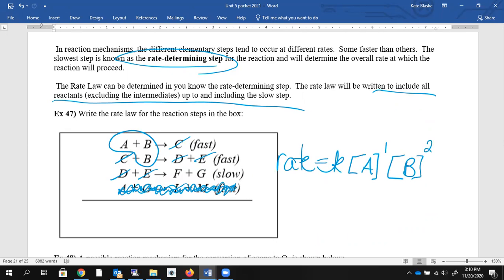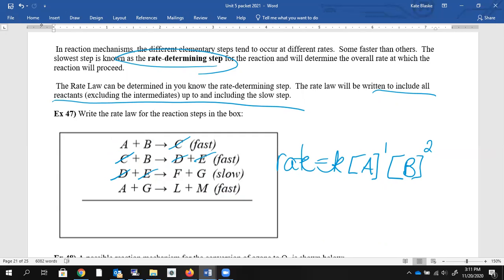is second order. Now, interestingly, just because that is true based on the coefficients up to and including the slow step in my rate law, does not mean that that is going to be what my overall balanced equation looks like when I talk about the whole reaction. So if I go back to my mechanism and I want to know what my overall reaction is, C, D, and E are still intermediates. To find my overall reaction, I need to look at the entire mechanism.